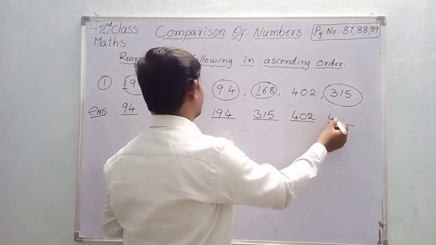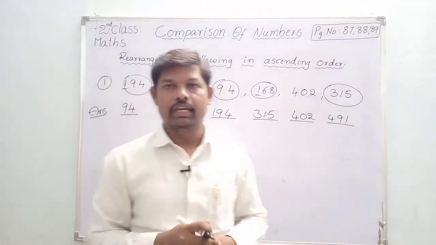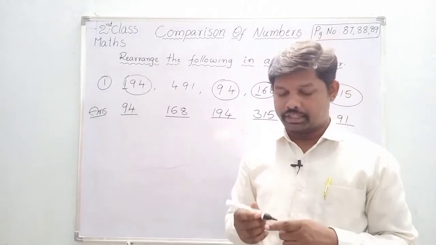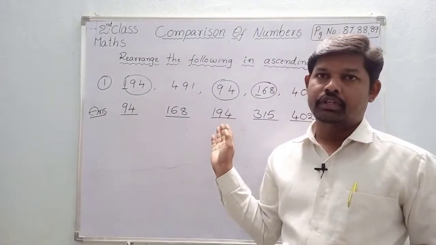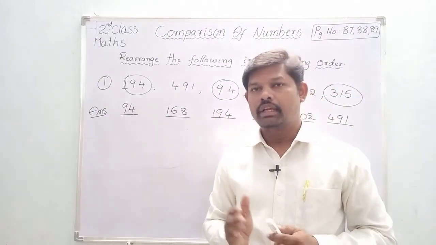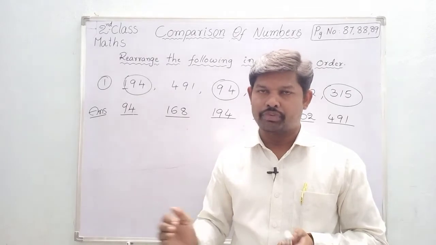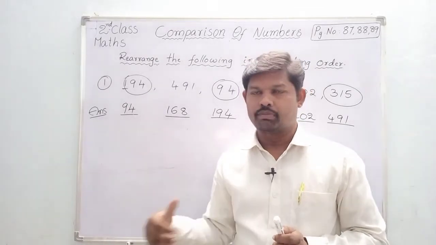402. Then finally 491. So this is the ascending order of numbers. Given numbers like that we can compare and we can write it in ascending order. So descending order is another model. Okay. So that is big to small. First we will write the big number, then we will go to small numbers.